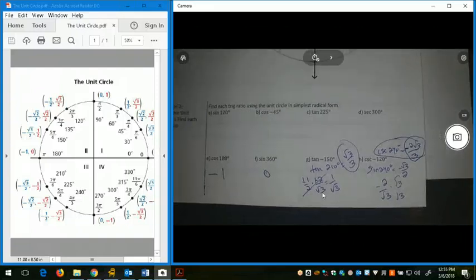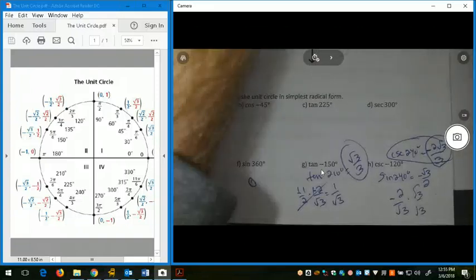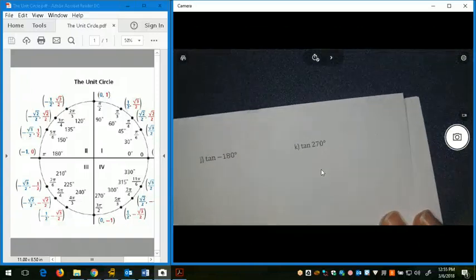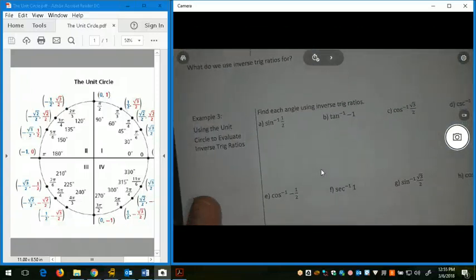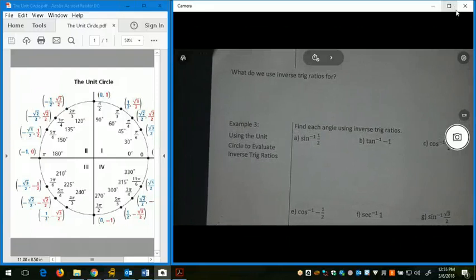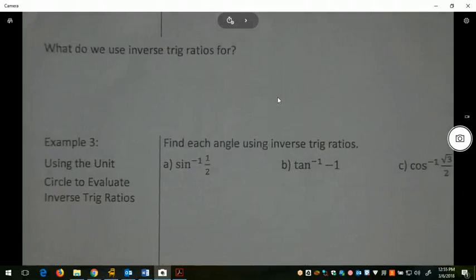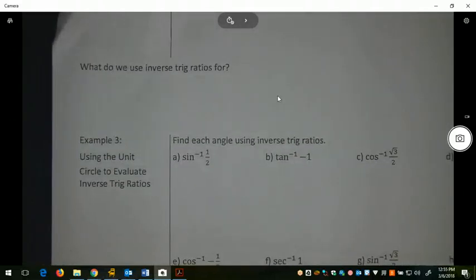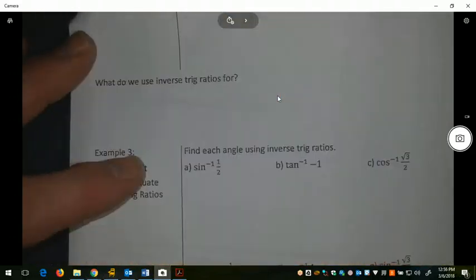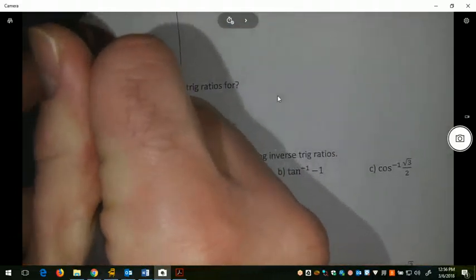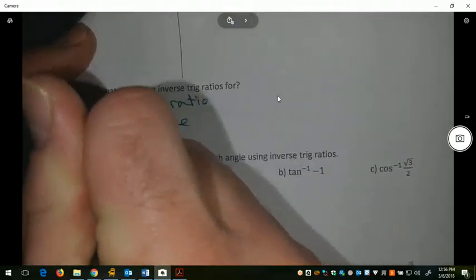All right, we're looking next. I don't know why I'm scrolling because I have the paper right here. We're talking about what we do when we're doing inverse trig ratios. What do we use inverse trig ratios for? Finding angles. What do we have to know to do the inverse trig ratio? We have to know the ratio. So the known is the ratio. Use inverse to find the angle.